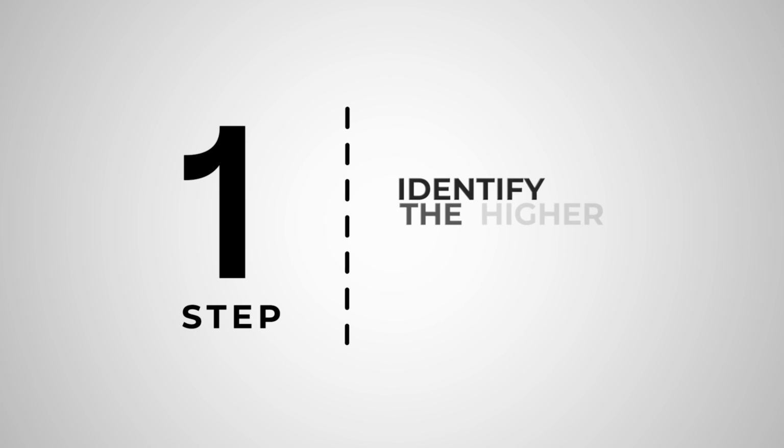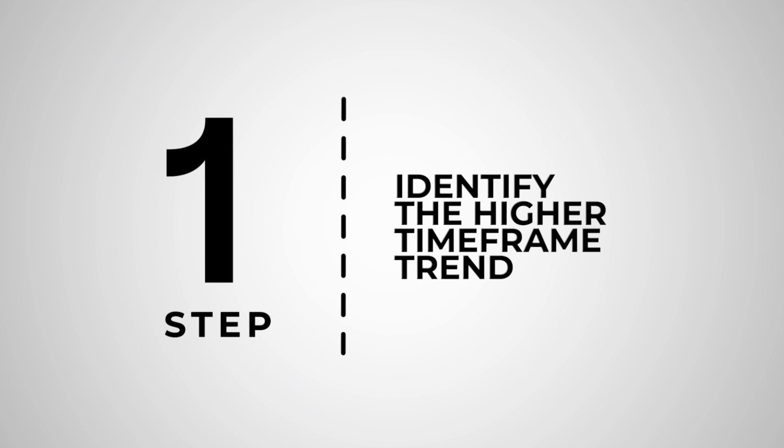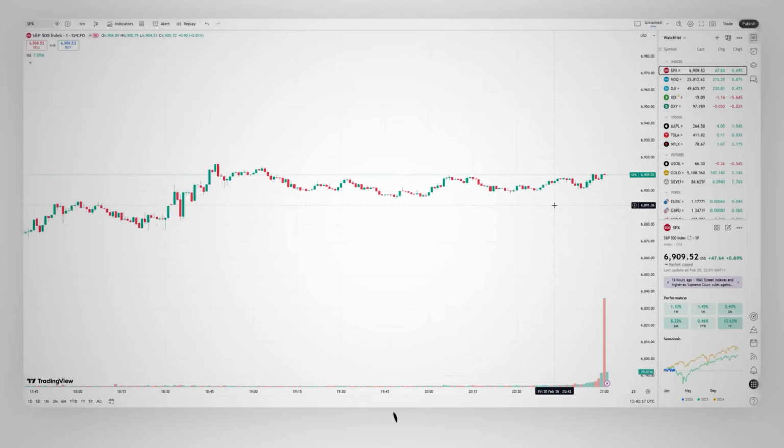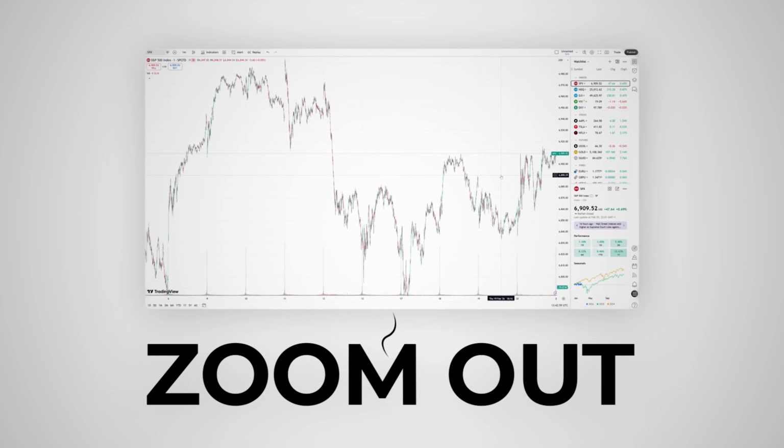Now, the first step is going to be identifying your higher time frame trend. This is the first thing I want you guys to do before even looking at the lower time frame: just zoom out and look at where the market is trending. This is pretty much the foundation of everything, and without this, you will have no idea what to do with all the other steps in this video.